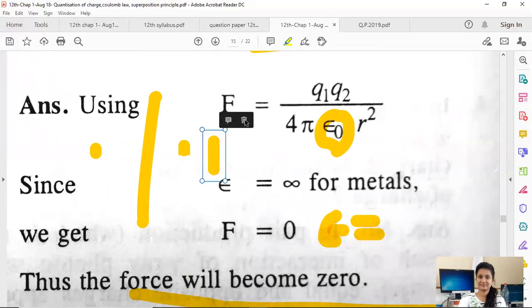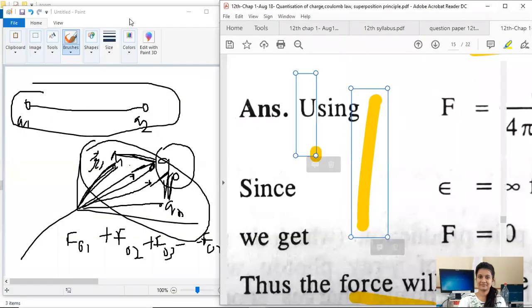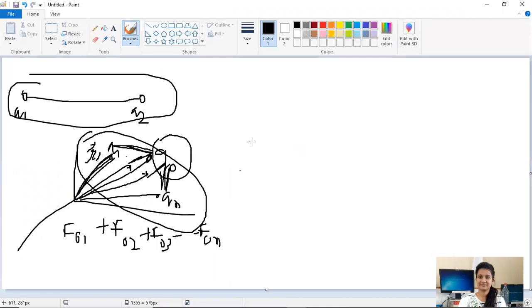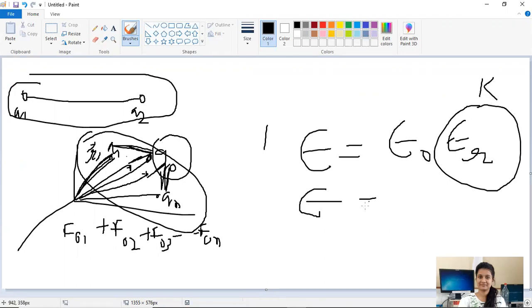If you want to understand this epsilon, this is actually epsilon naught and relative permittivity. And this relative permittivity is equal to dielectric constant. And epsilon will be, for metal, infinity.